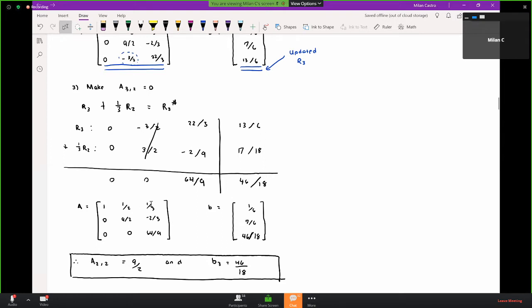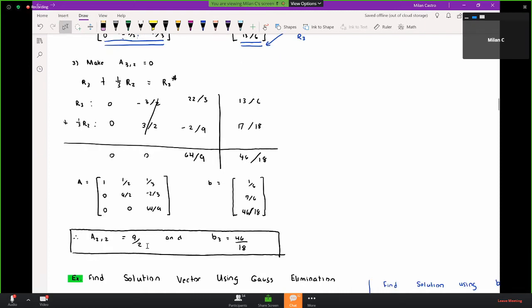So this is what we got to. And then A22 in this would be 9/2, and B3 would be 46/18. Does anyone have any questions regarding Gauss elimination?